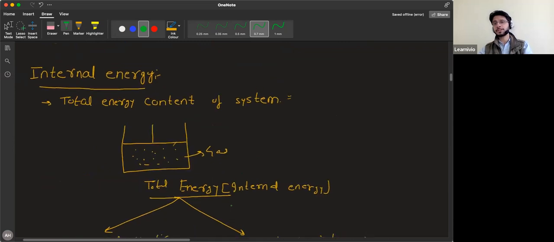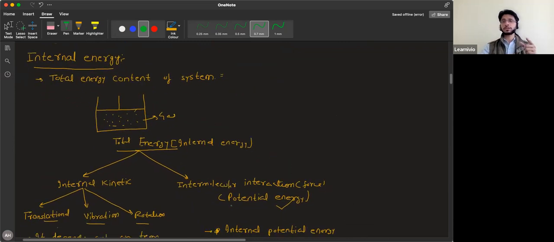The next is internal energy, which is very important. So this is the internal energy and specific heat, which is a link between thermodynamics and KTG. Specific heat is the link between these three branches: thermodynamics, thermal properties, KTG. You can connect them using specific heat. Thermodynamics and KTG, you will connect them using internal energy.